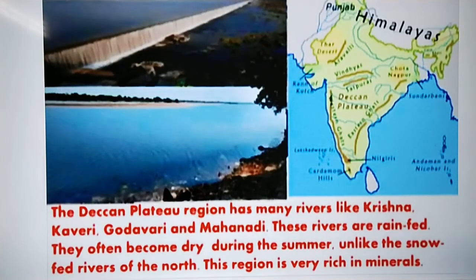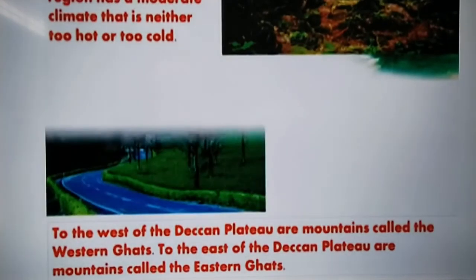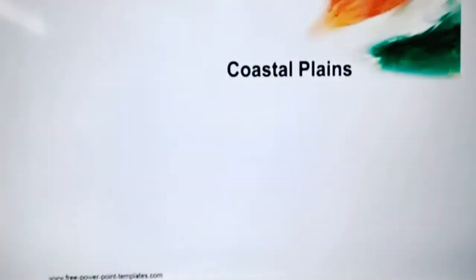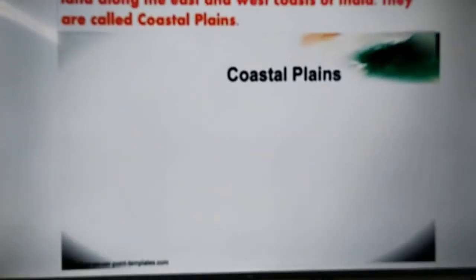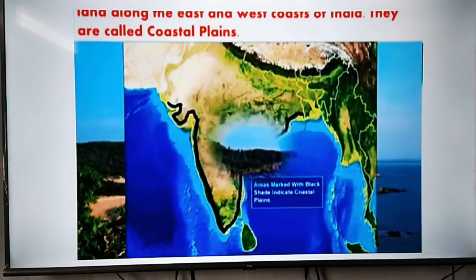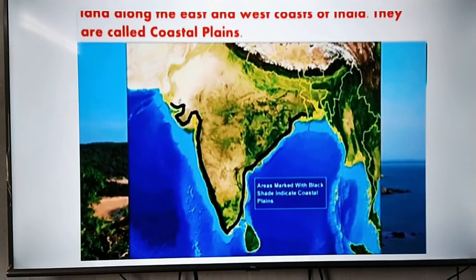This region is very rich in minerals. Some parts of the plateau are covered with thick forest. This region has a moderate climate that is neither too hot or too cold. To the west of the Deccan Plateau are mountains called the Western Ghats. To the east of the Deccan Plateau are mountains called the Eastern Ghats. These mountains are not as high as those in the Himalayan range. There are narrow strips of plain land along the east and west coasts of India. They are called coastal plains.